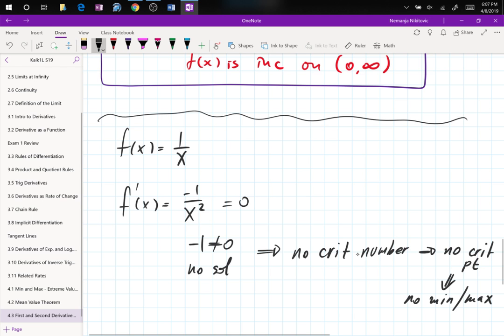And we are okay. Some functions do not have min and max. So you follow this logic because the function had no solution, then that means that we don't have a critical number, then critical point, and then we don't have min and max. That's fine, right?